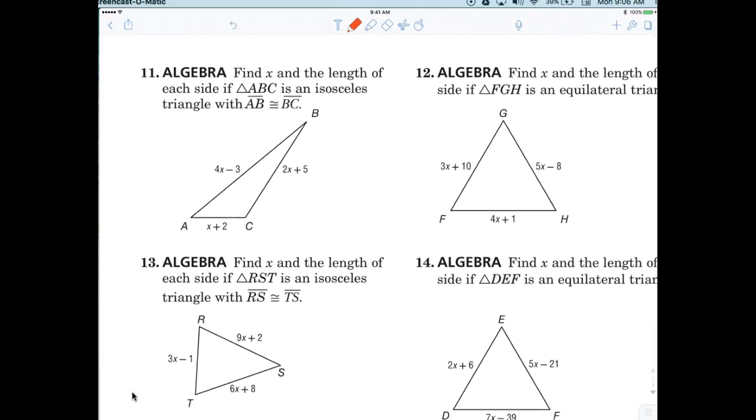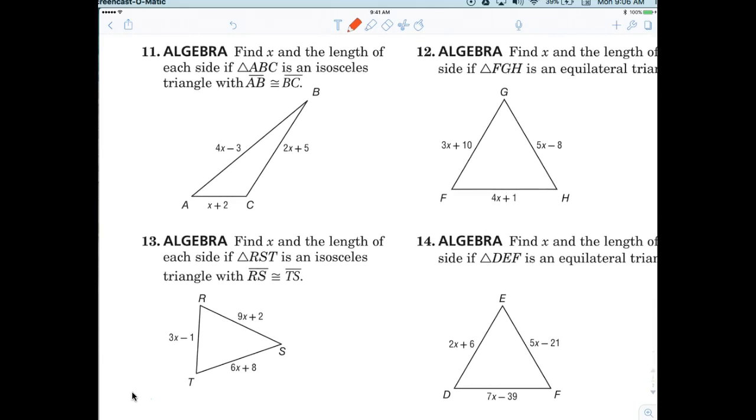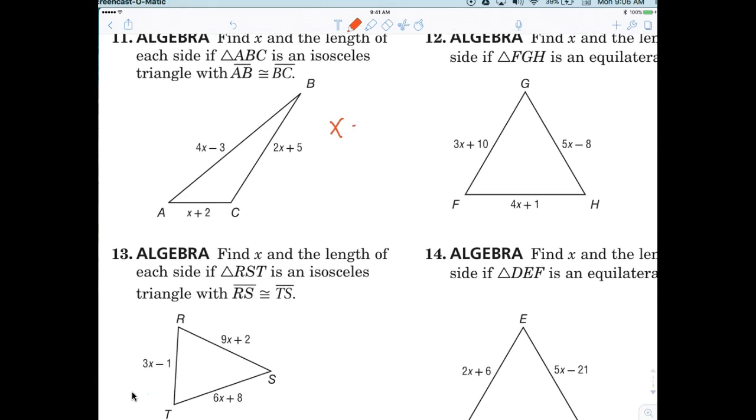Now, it says for number 11, find x and the length of each side if ABC is an isosceles triangle with AB congruent to BC. So if AB is equal to BC, you should be able to just look at that and tell me that x equals what? Practice your mental math. x equals 4. You're just simply saying 4x minus 3 equals 2x plus 5. Everybody good with that? So x equals 4.